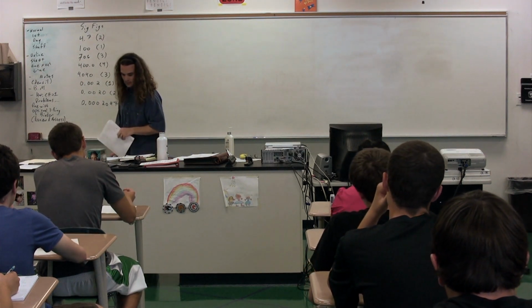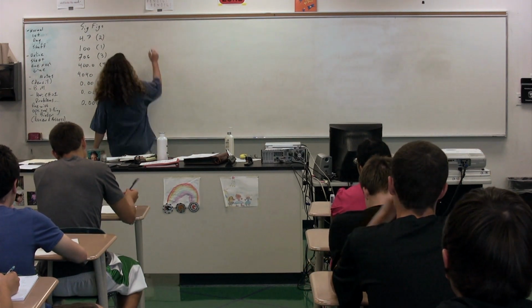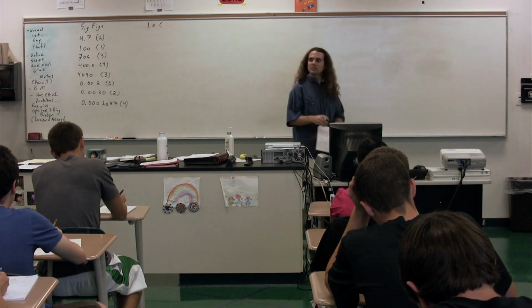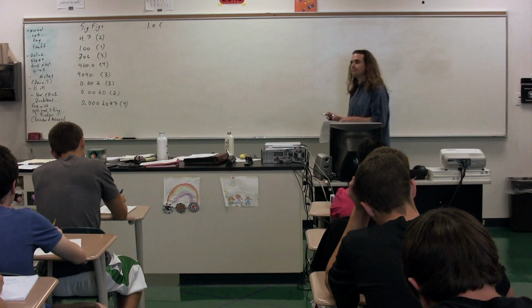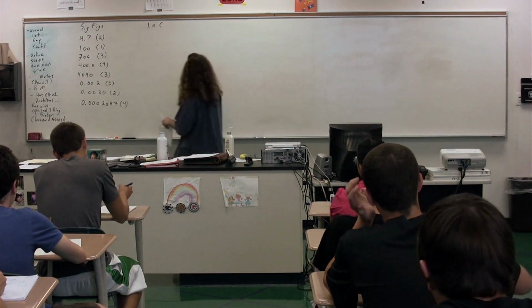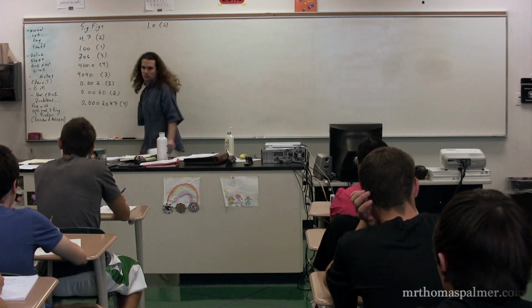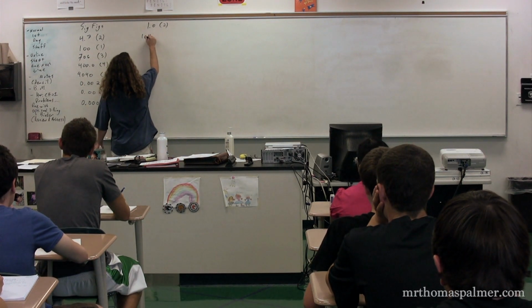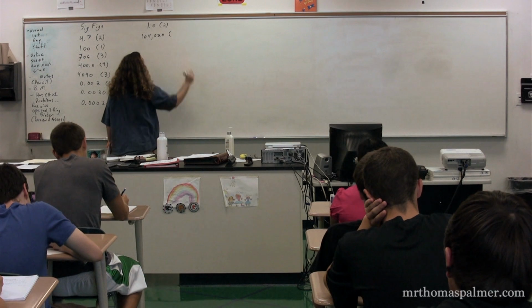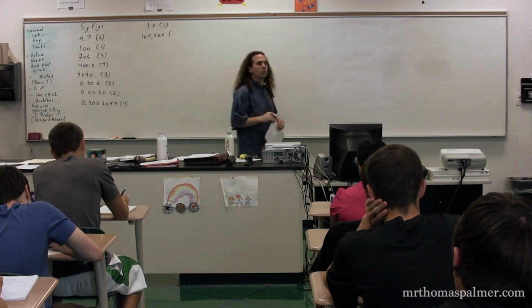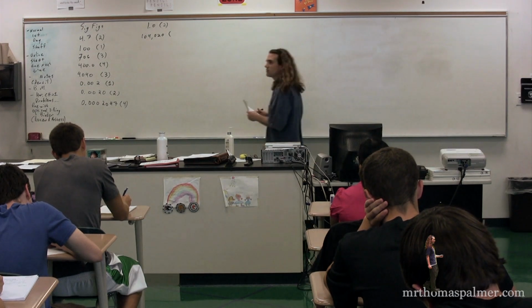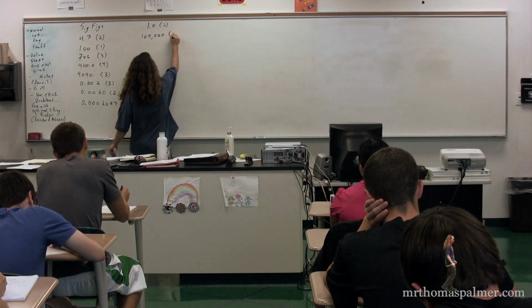All right, let's do some more. Let's do 1.0. 1.0 has how many significant digits? Joe? 2. How about 104,020? Allison? How many sig figs? 5. Okay, there are 6 numbers there, so which is the one that is insignificant?